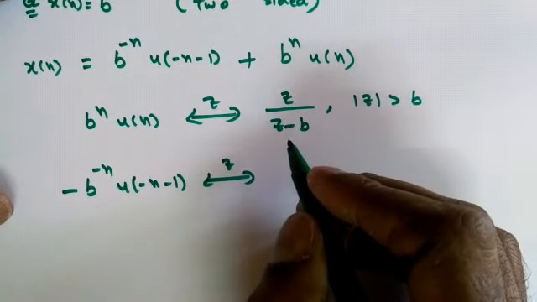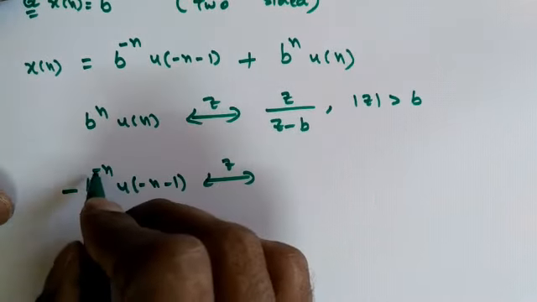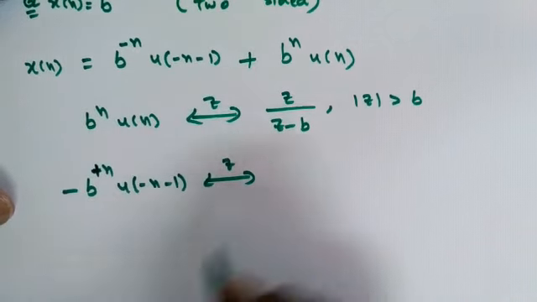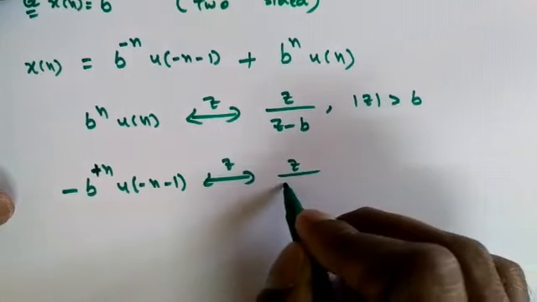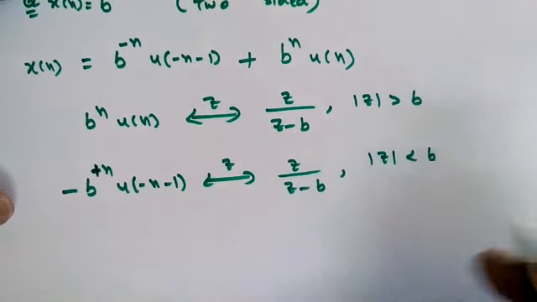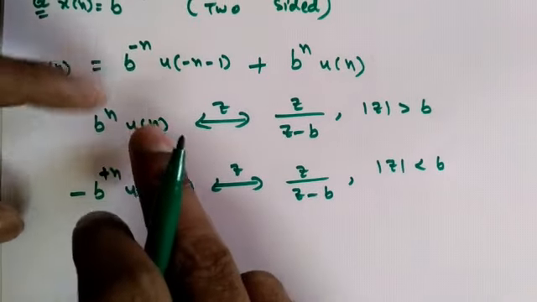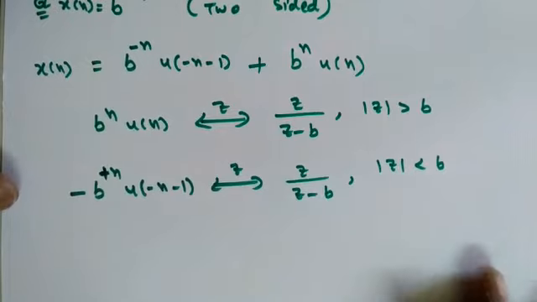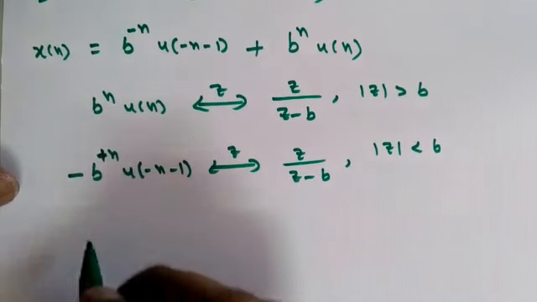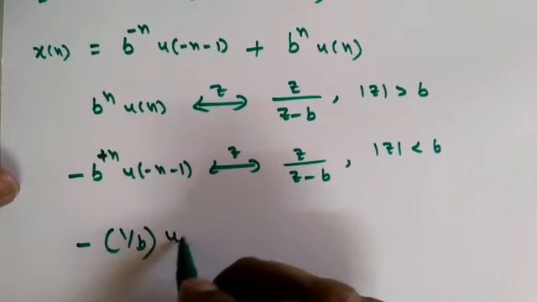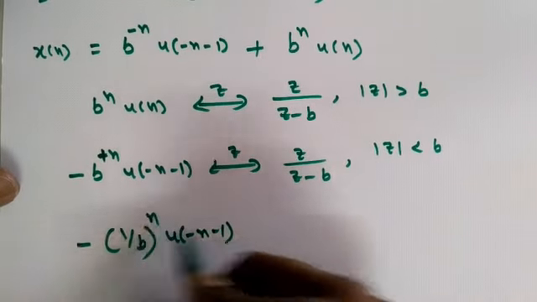The z transform is nothing but, see, we have found b power n, not b power minus n. So first we'll take b power n, it will become z by z minus b, and this is mod z less than b. But we have here b power minus n. So how can it be written? b power minus n means in place of b, can I write (1 by b) power n u of minus n minus 1.